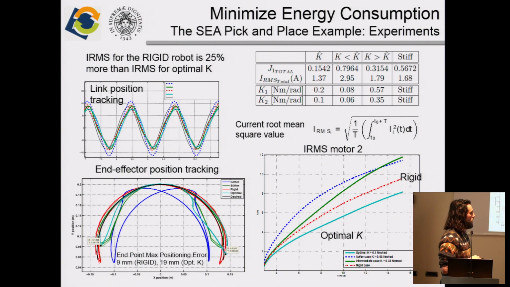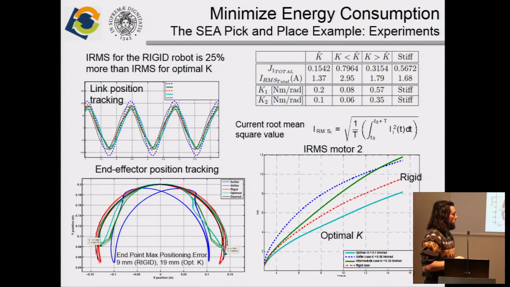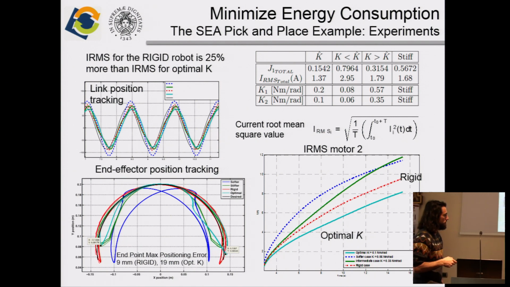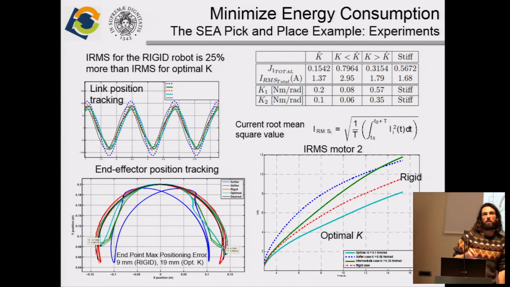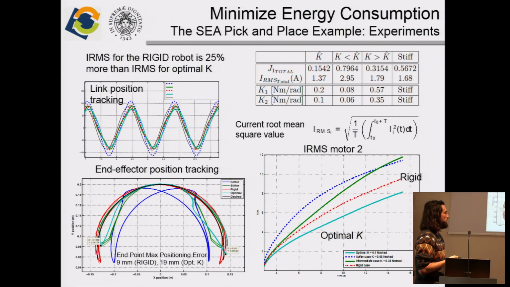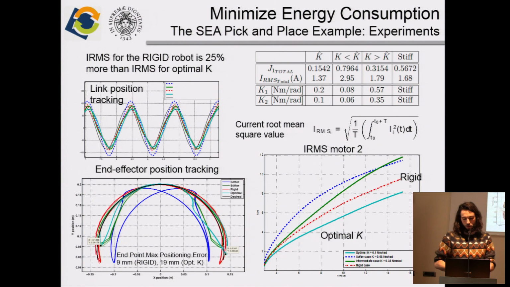The optimal line represents the manipulator with the optimal stiffnesses at each joint. And this blue dotted line represents the manipulator with the softer springs. We had this green line with an intermediate case. So basically, we can see that if we can optimize the springs at the actuation, we can indeed minimize the energy consumption during the task.